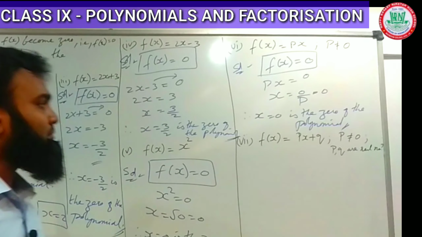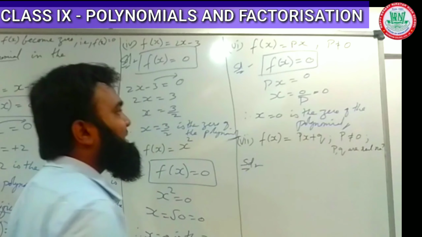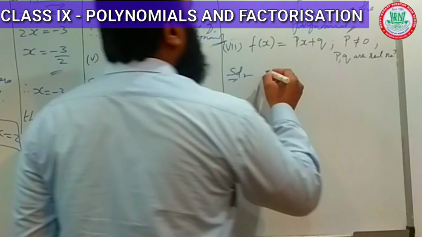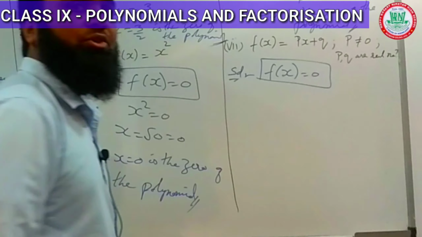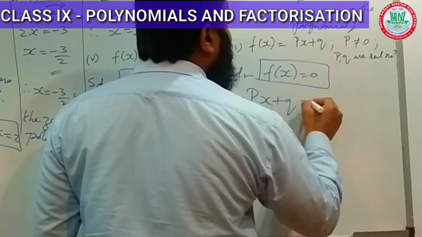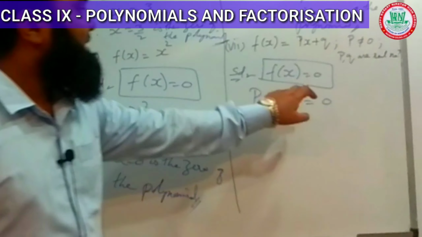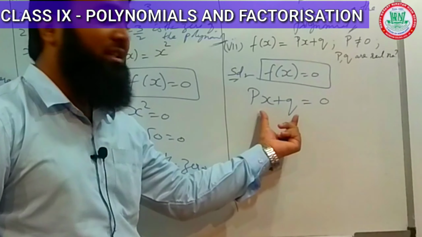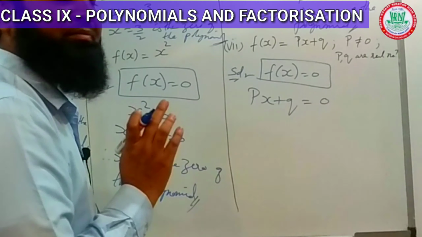Is it clear? Now in the seventh case, what is given? F of x is equal to px plus q, we need to find the value here. So that means f of x is equal to 0 we have to take, then only we can find the value. Okay, so f of x value is px plus q is equal to 0. I have copied this, px plus q, pasted here, is equal to, as it is, 0 as it is. Now I need to find the x value.